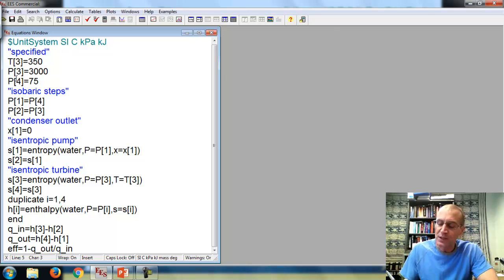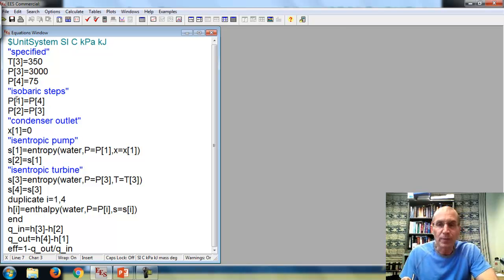So the first thing I give is what's specified. The points were specified at point 3, the temperature and pressure, so 350 and 3000. I know my units, I can just glance up here to see what my units are. And the low pressure, which was at P4, in the condenser was 75. So those are the 3 things that were given in the problem.